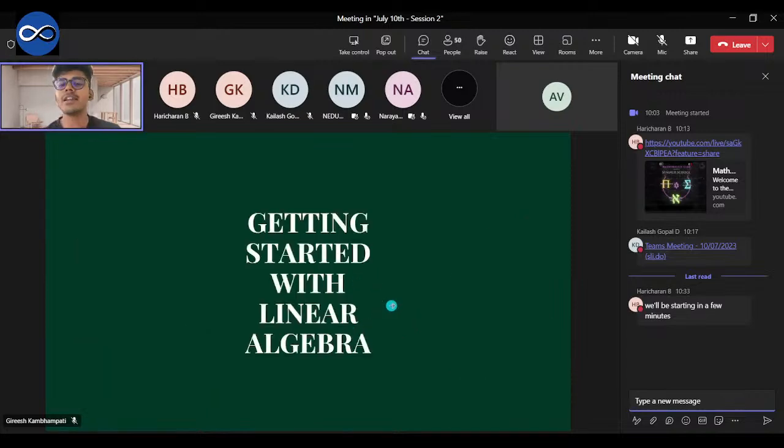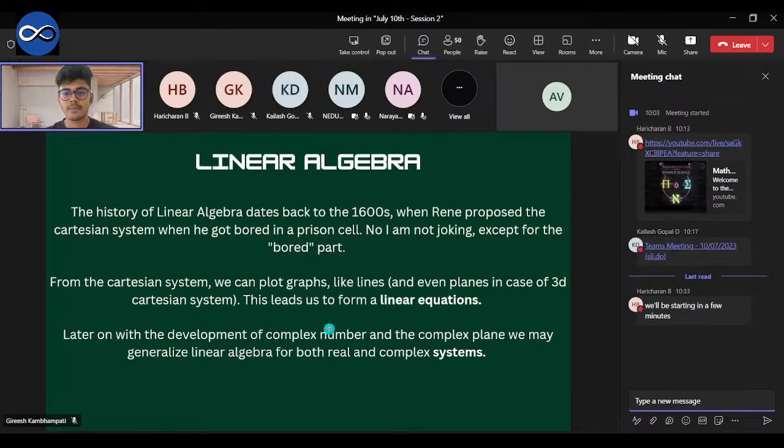Okay. So getting started with linear algebra. To give you some context, let me tell you about the history of linear algebra. When we think back to the 1600s, René Descartes was the pioneer in developing the Cartesian system, right? He was in a prison cell when he invented the Cartesian system, and as you can see, he was bored. Well, not really, but yeah.